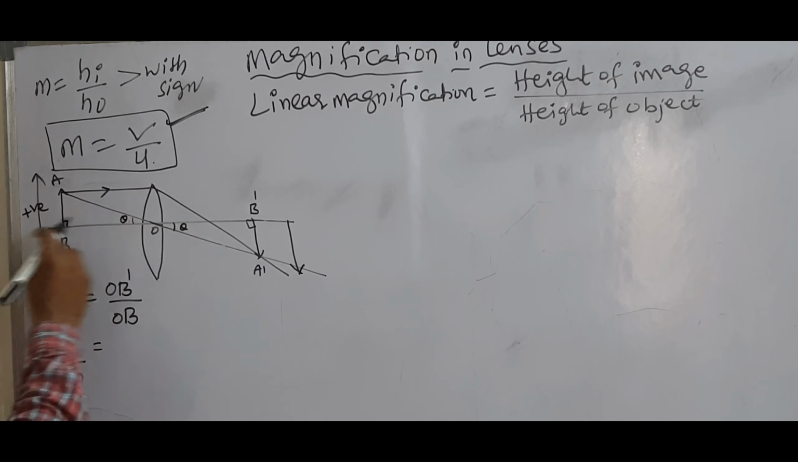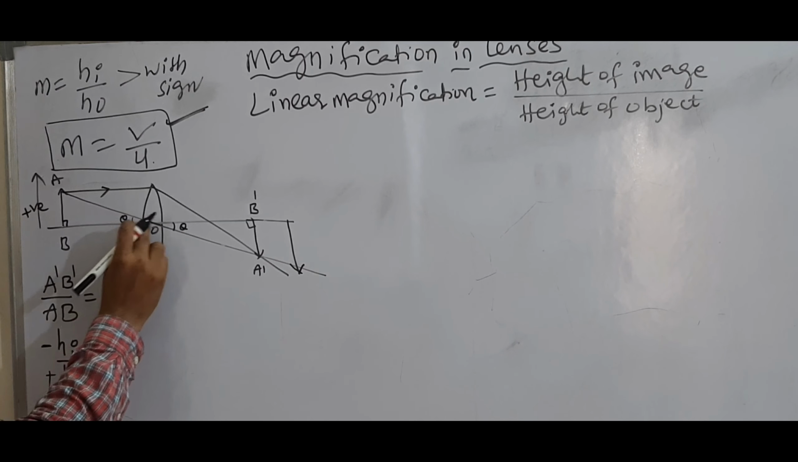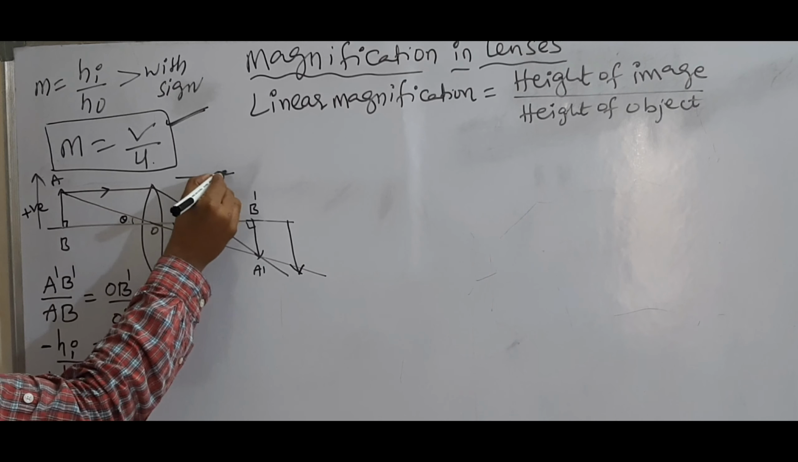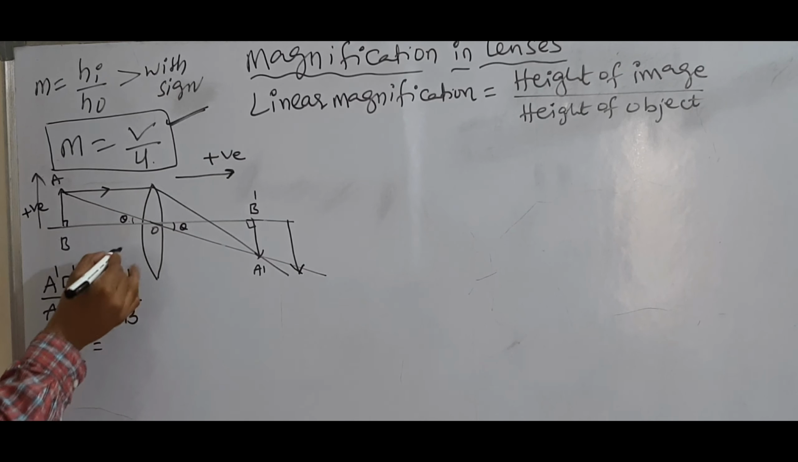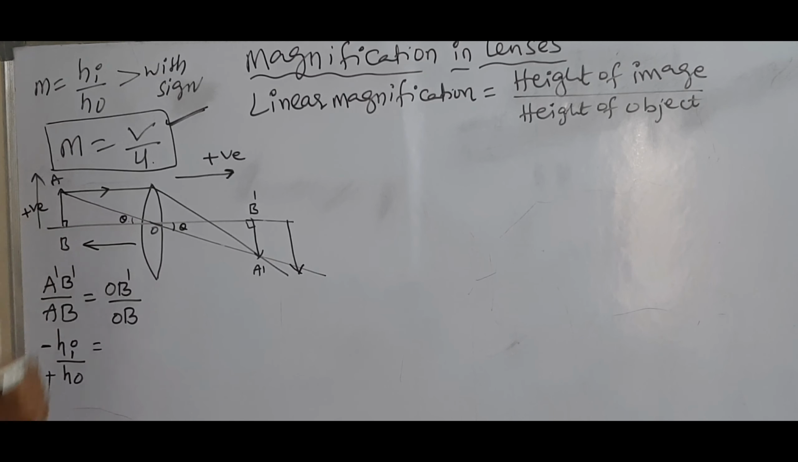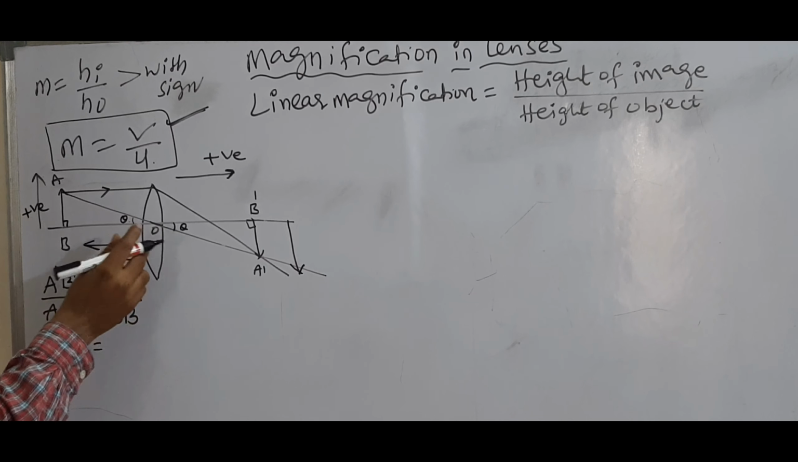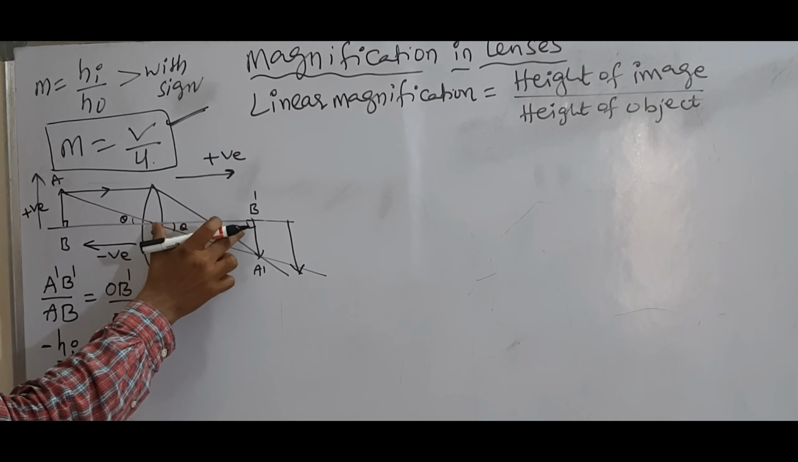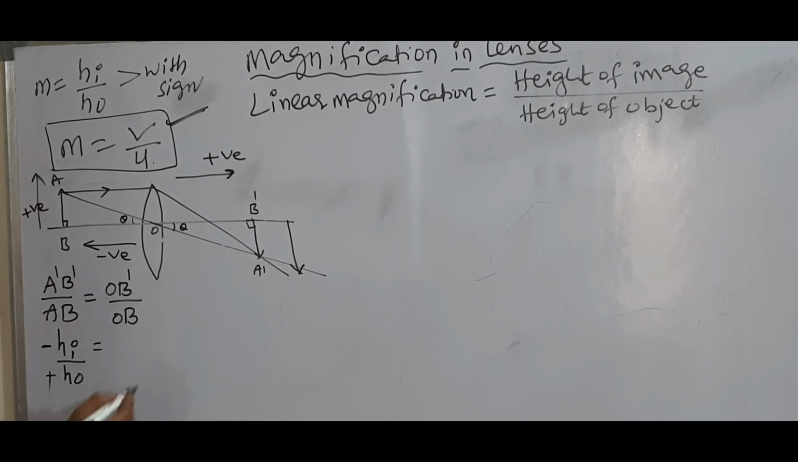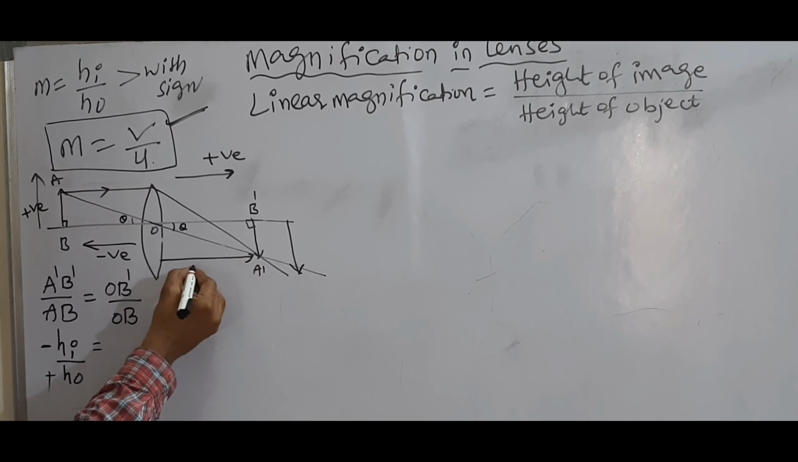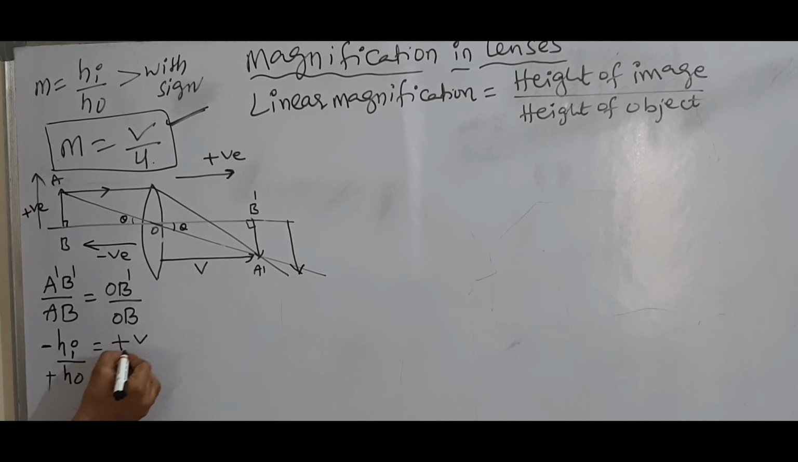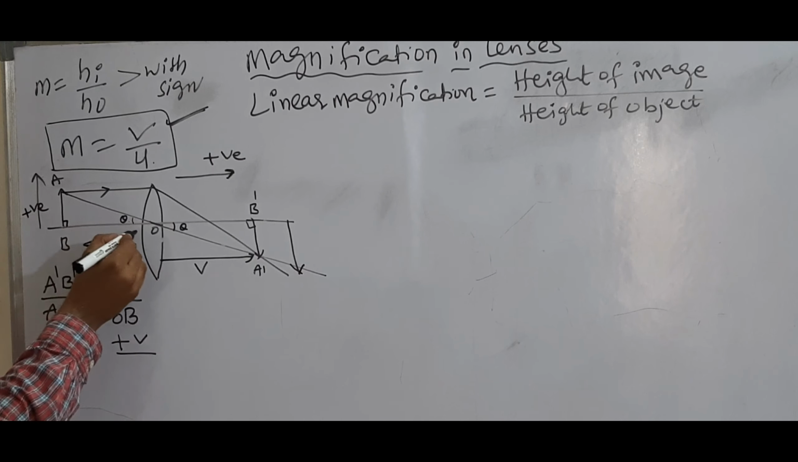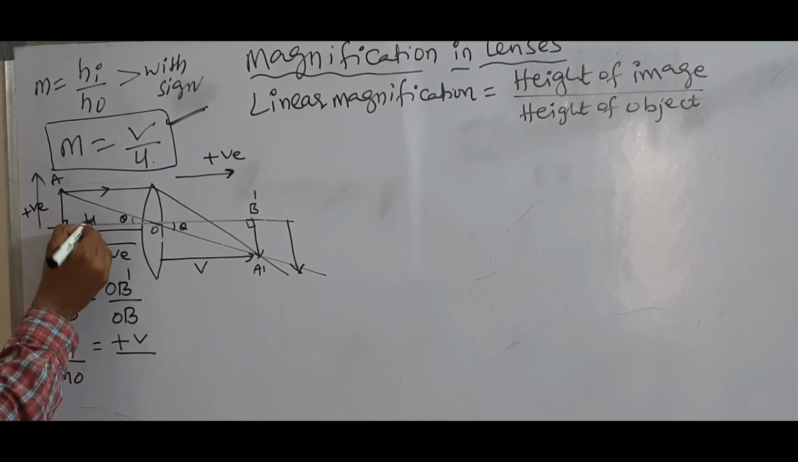Next, these are horizontal distances. O to B'. In this direction the distances are taken as positive, and in this direction the distances are taken as negative. So OB', this length, is in the direction of incident rays, and O to B' is nothing but the image distance. So image distance is plus v, and OB is the object distance.